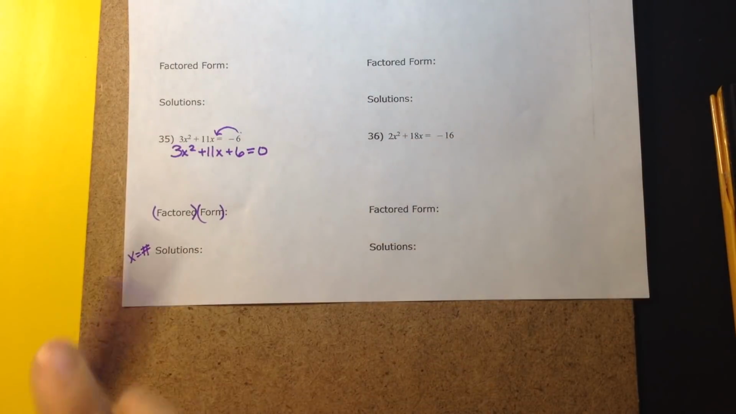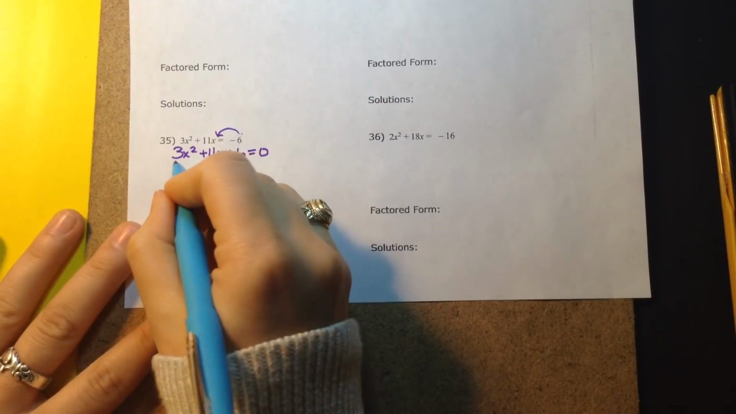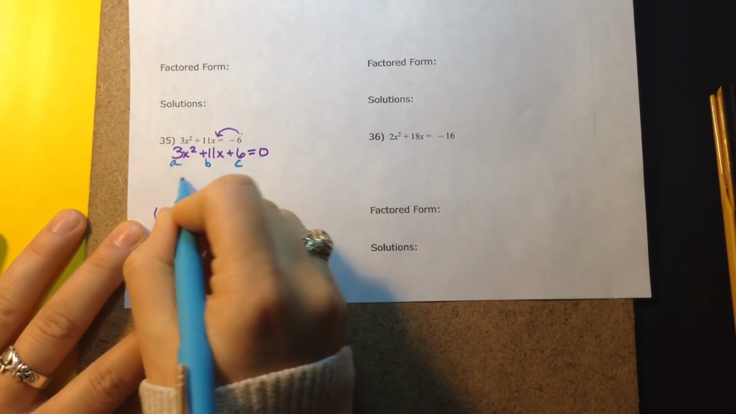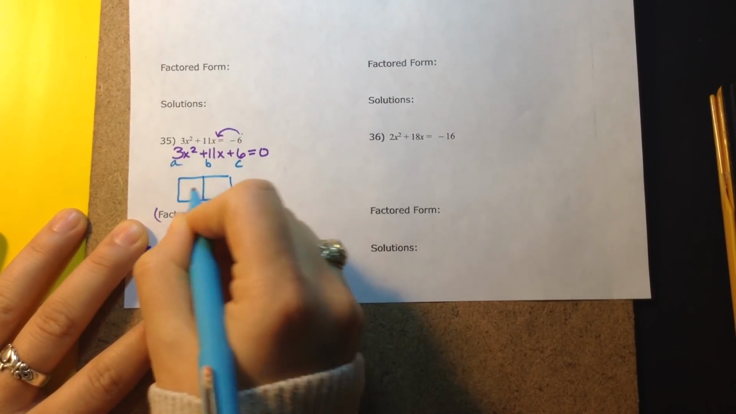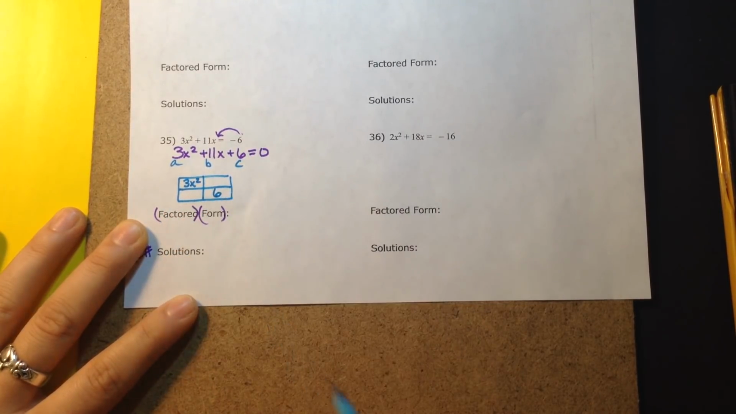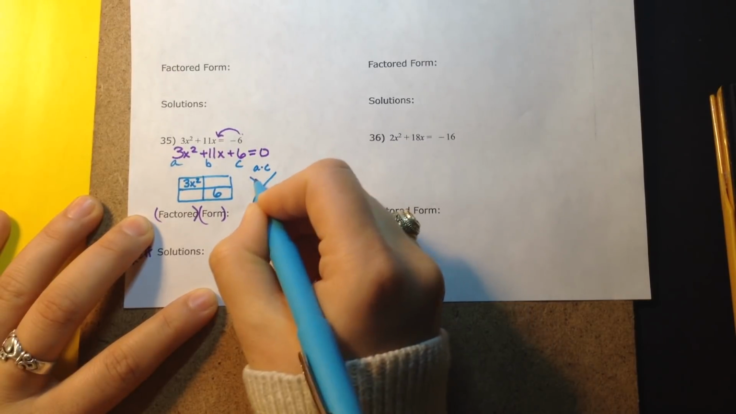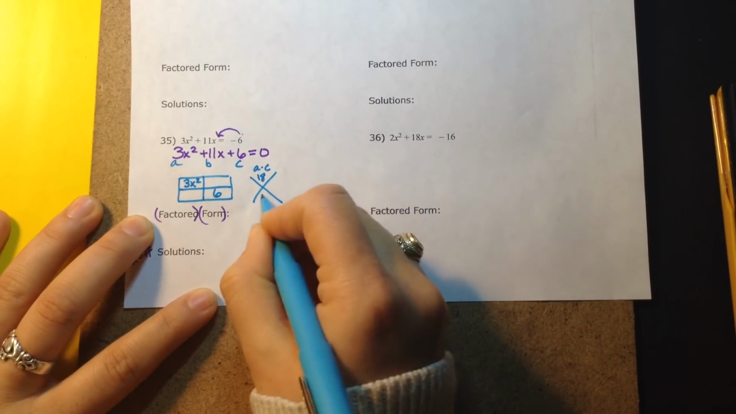Factored form is just what we did. Check for a GCF. 3, 11, and 6. Nothing in common, so I set up my box. We have 3x squared. First term, first box. Last term, last box. A times c in the top. B in the bottom. B for bottom.